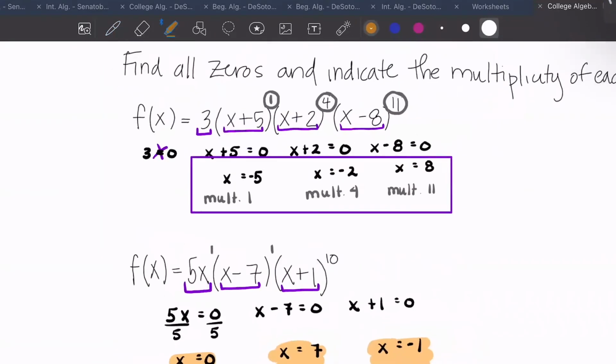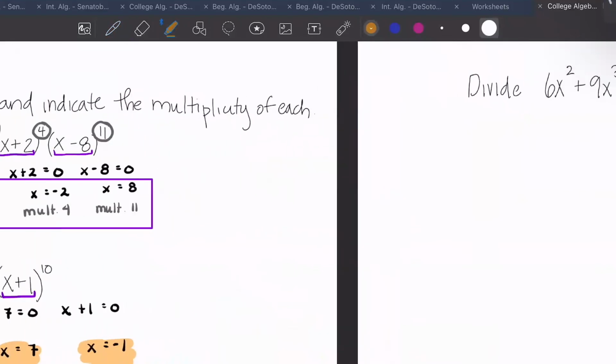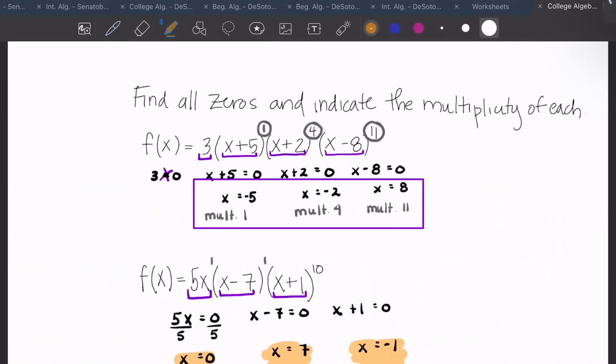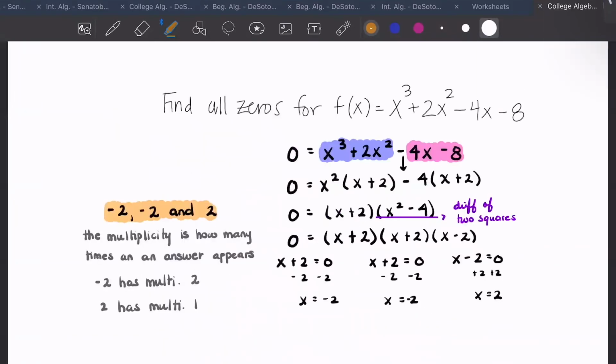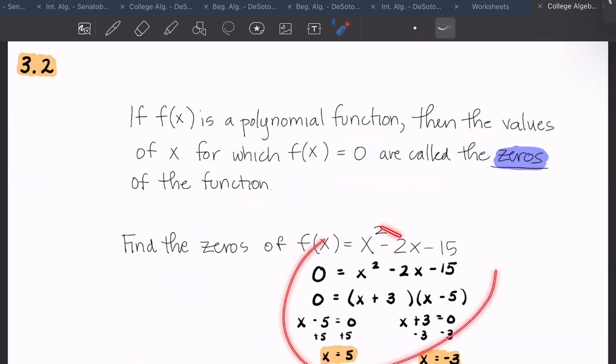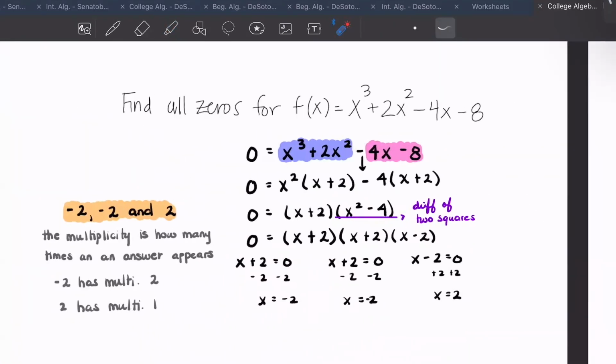So not too bad, right? We are just setting things equal to 0. If I ask you for the multiplicity, it's the power, because that's how many copies we're going to have of that set of parentheses. Or I could give you one where we're grouping, so you're doing the zero product rule, or just a trinomial, all about finding the zeros of the polynomial.